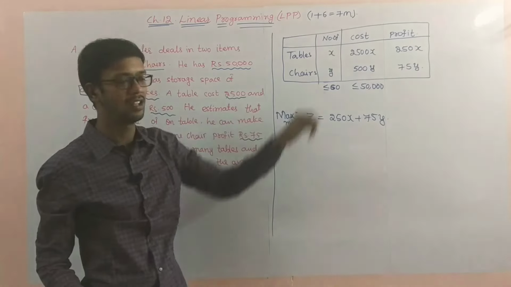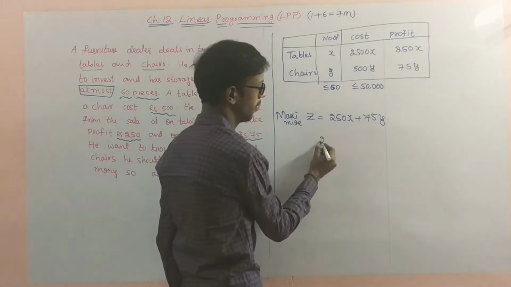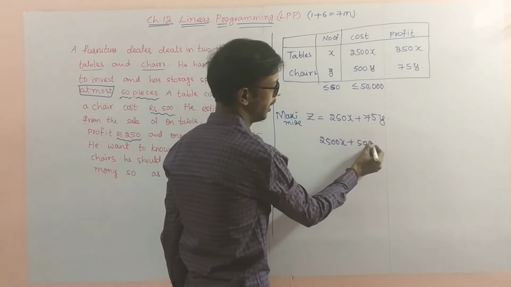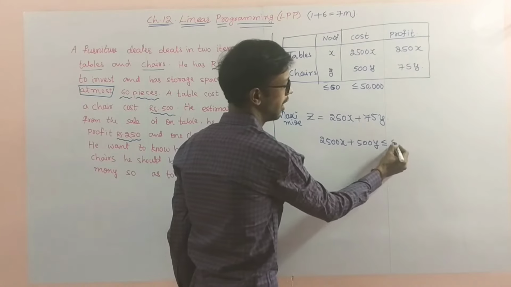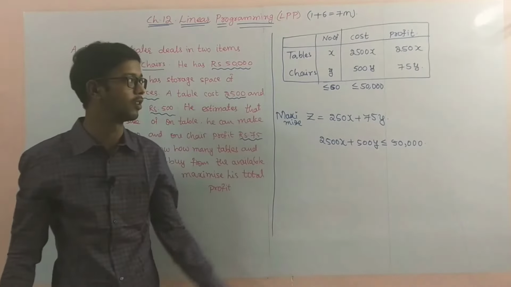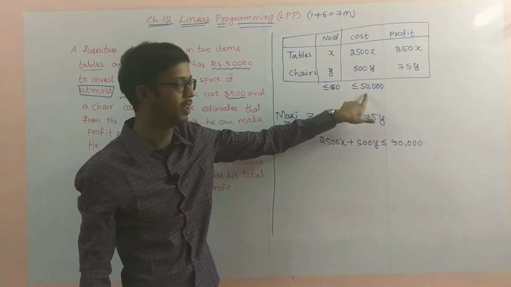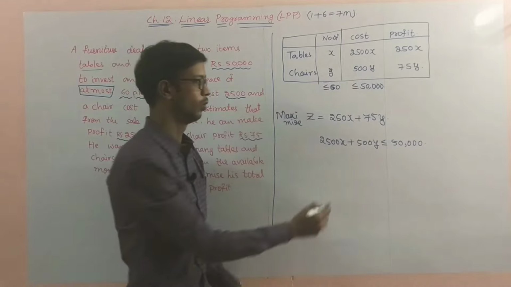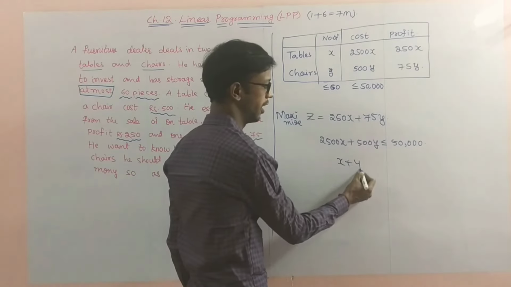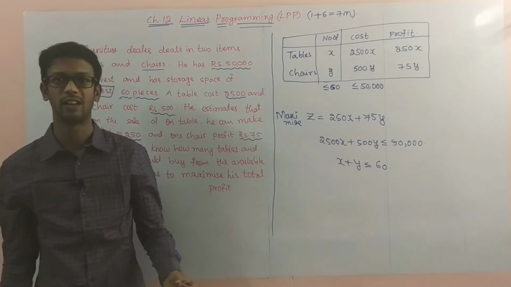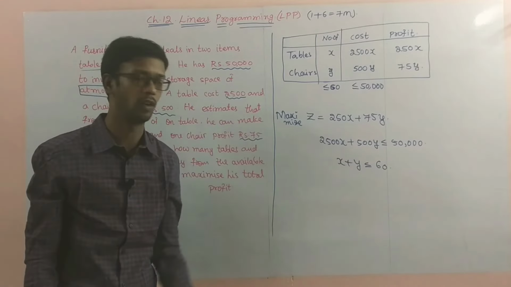And by these conditions, 2,500X plus 500Y should be less than or equal to 50,000. The sum of these two compulsorily should be less than or equal to 50,000. And the sum X plus Y is less than or equal to 60. The sum of the chairs and tables compulsorily should be less than or equal to 60.